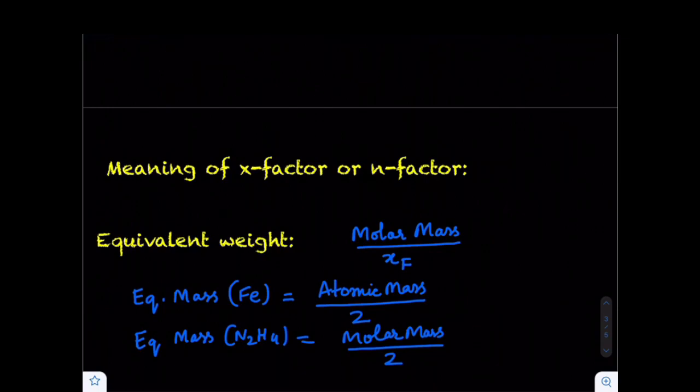Same way we can say for N2H4, that when 1 mole of N2H4 is reduced to ammonia, it is taking 2 moles of electrons. So the molar mass of N2H4 corresponds to 2 Faraday charge. So for 1 Faraday charge, the mass involved is equal to molar mass divided by 2.